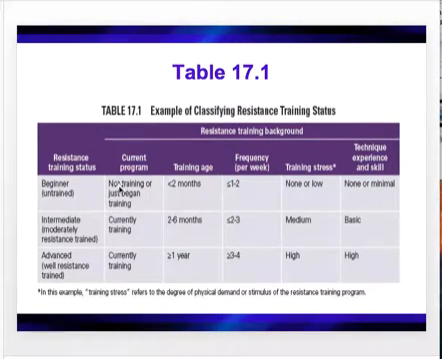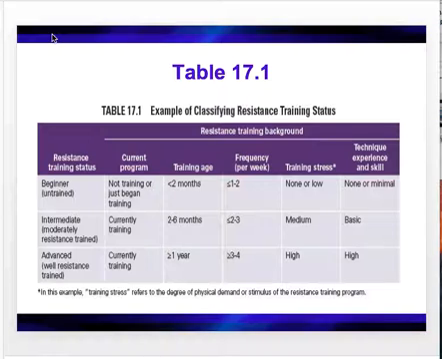If you will, look at this table with me. We have an example of classifying resistance training statuses. If you can see this, you have 3 different categories: beginner, intermediate, and advanced. And as you see, the beginner, if you're looking at a current program, you're just beginning, you're less than 2 months of being in a weight room or being on any type of exercise activity. And when you're looking at frequency, you need to visit weightlifting or resistance training approximately 1 to 2 times per week, I should say. Your training stress.